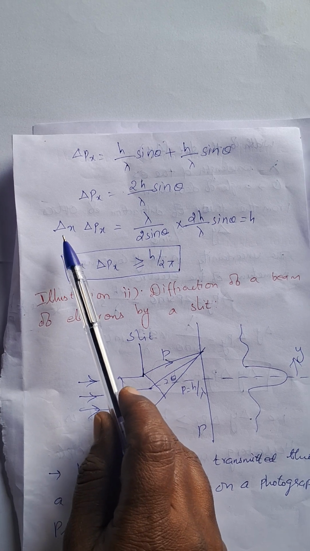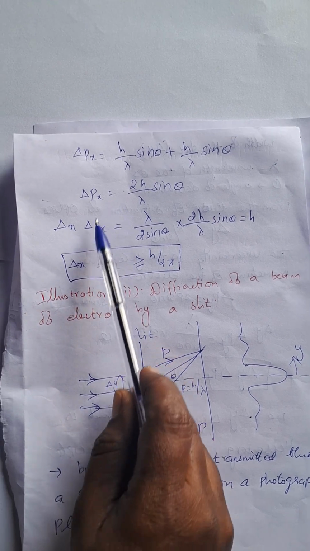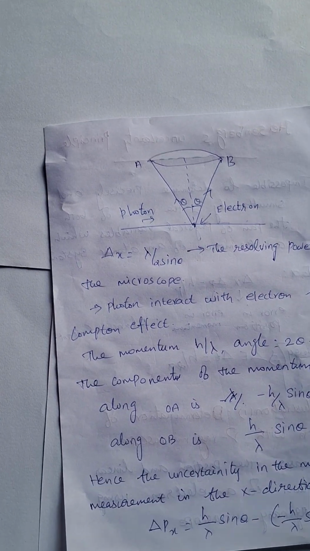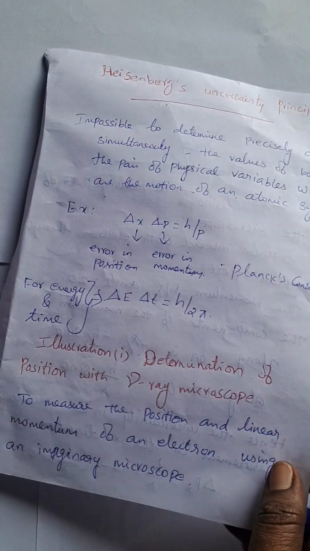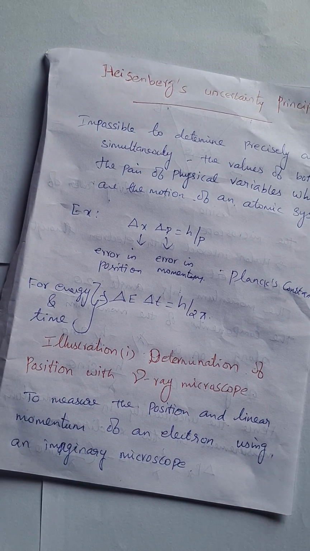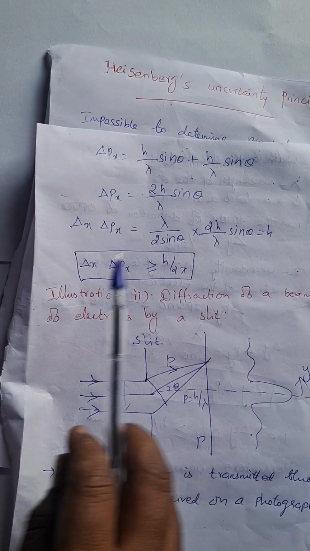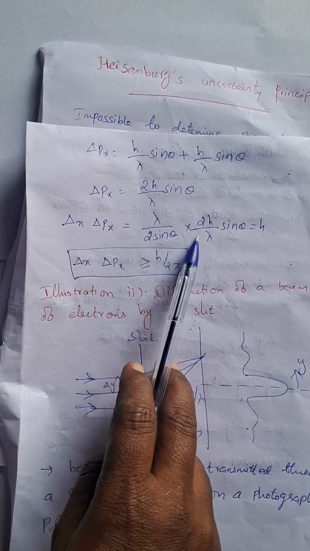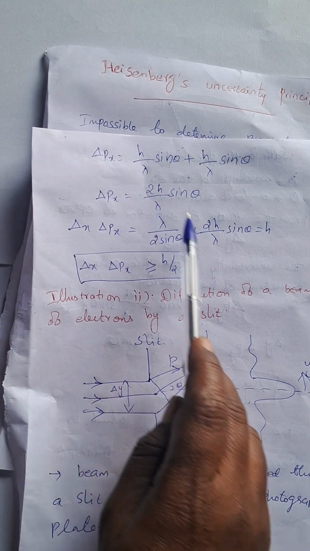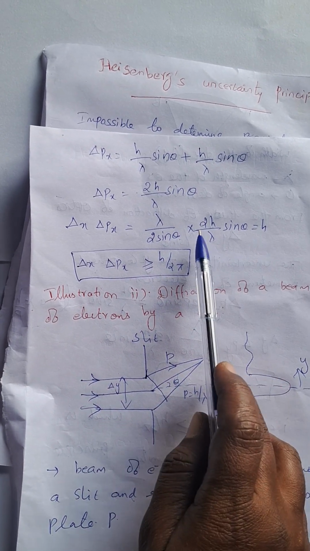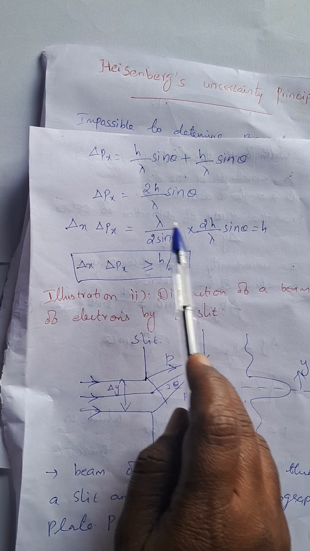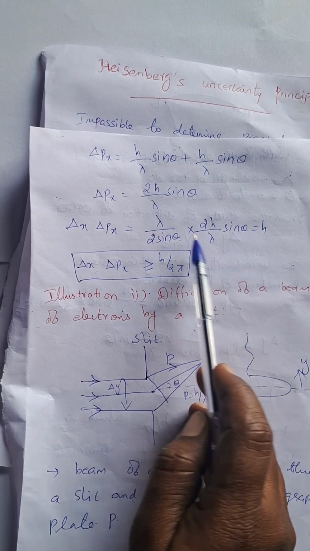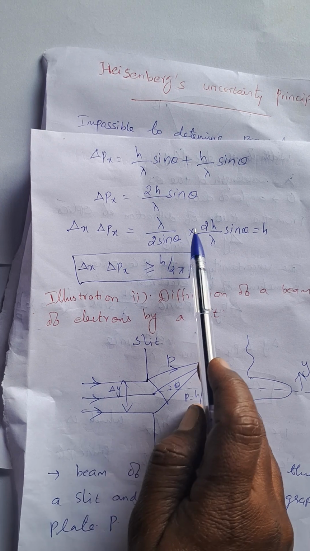Now we have to multiply del x with del px. We already know the value of del x, which is lambda by 2 sin theta. So we multiply by 2h by lambda sin theta. Here lambda and lambda cancel, the 2s cancel, sin theta also cancels, remaining the h value.